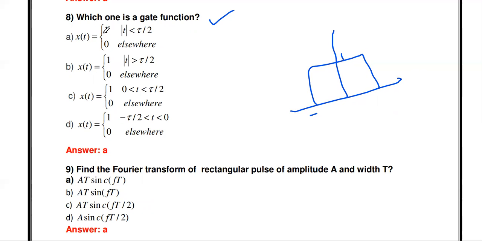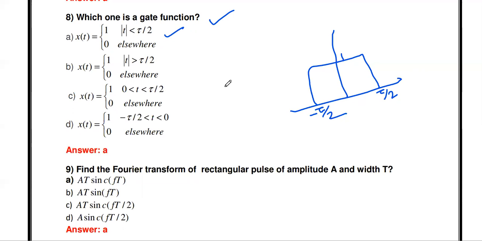So you see x of t equal to 1 for modulus of t less than tau divided by 2. Yes, it is correct, 0 elsewhere. Then x of t equal to 1 for modulus of t greater than tau by 2. Modulus of t greater than tau by 2 means the region above tau by 2. Okay, so modulus t less than tau by 2 means minus tau by 2 to tau by 2. The answer is 1. Okay, this first one is the correct thing.